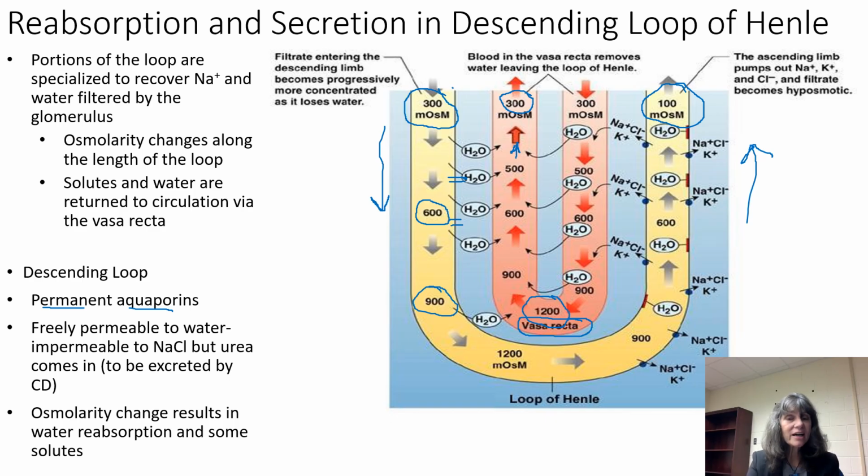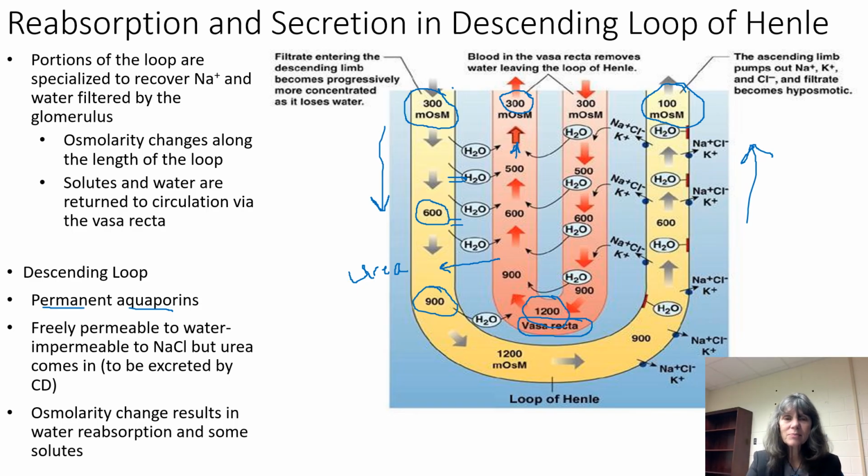However, urea can actually be excreted from the bloodstream into the descending limb of the loop of Henle. And that urea will actually be excreted by the collecting ducts. We'll take a look at that later.